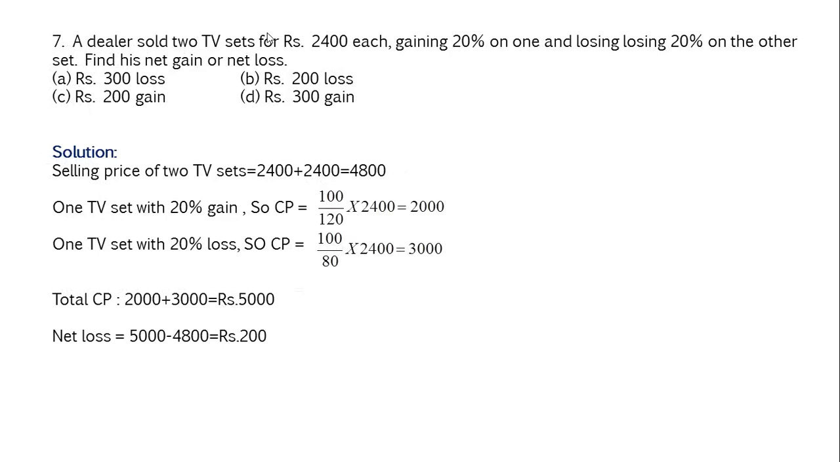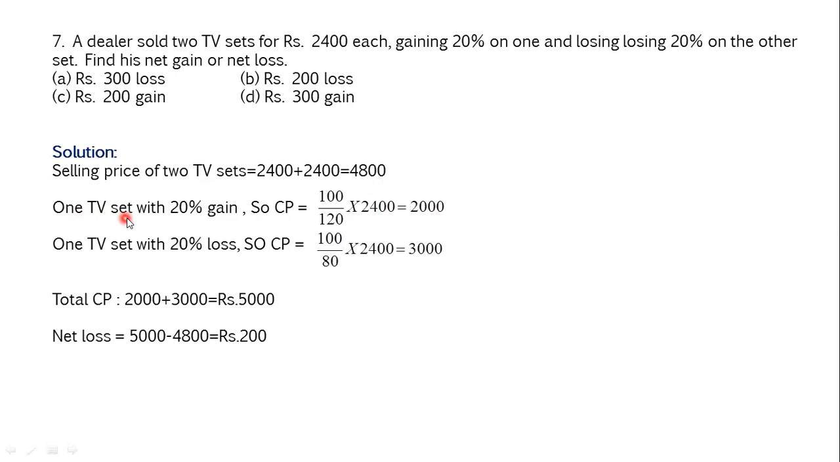Okay, now see here, a dealer sold 2 TV sets. So what is the selling price of 2 TV sets? Each TV set costs how much? 2400. So for 2 TV sets, it will be 4800.